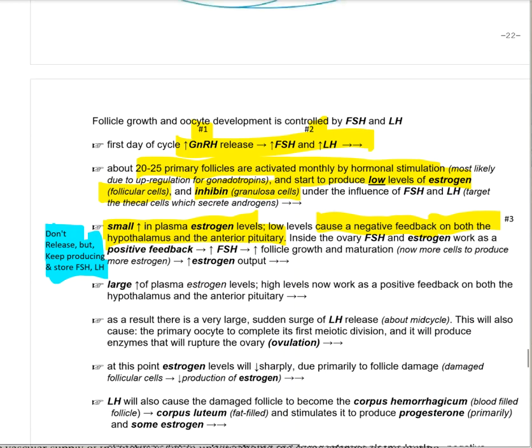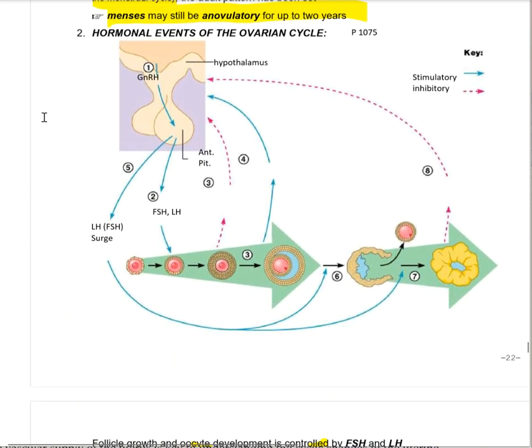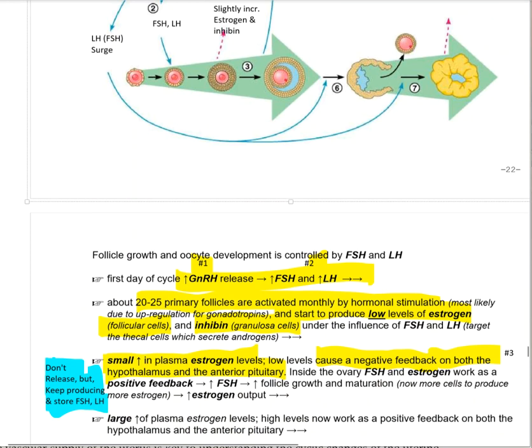Now, let's go back and look at number 3. Right here at number 3, what we see is slightly increased estrogen, and to a lesser extent, some of that inhibin that was being produced, are going to shut off the anterior pituitary and hypothalamus from releasing more FSH and LH. But what will happen is FSH and LH will build up and keep being made here and will concentrate there. But we're not going to release it yet. Okay? Now, so that's a negative feedback.